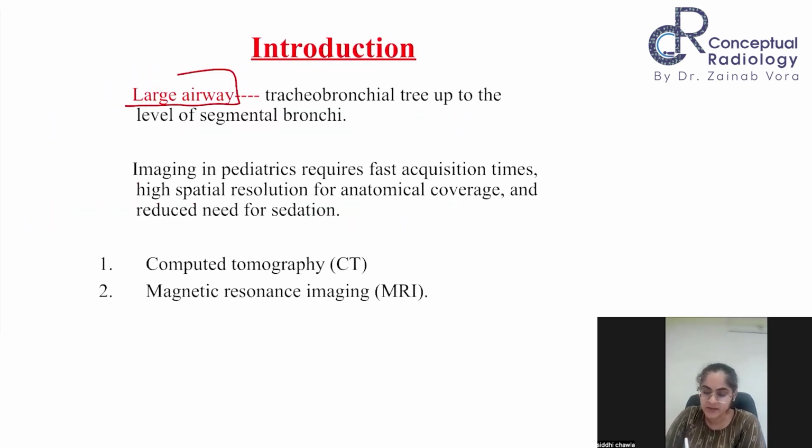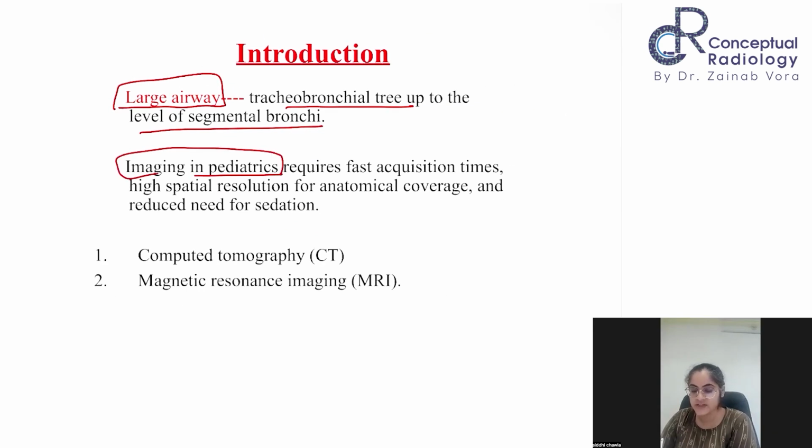So coming to the anatomy, the large airway covers the entire tracheobronchial tree up to the level of the segmental bronchi, starting from the trachea. And in pediatric patients, it is very important because we need fast acquisition times, we need high spatial resolution for anatomical coverage, and we need to reduce the need for sedation.